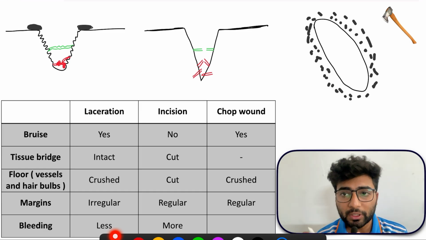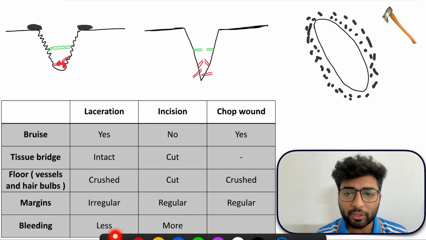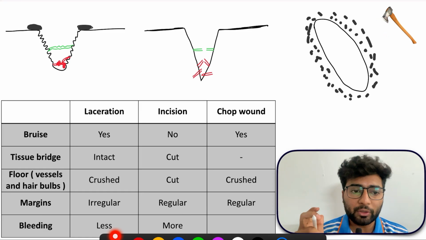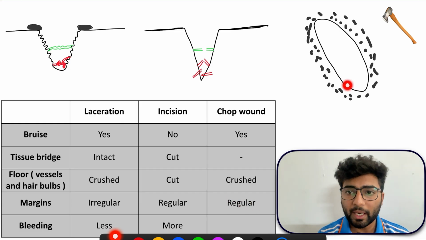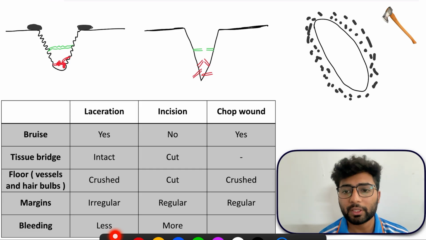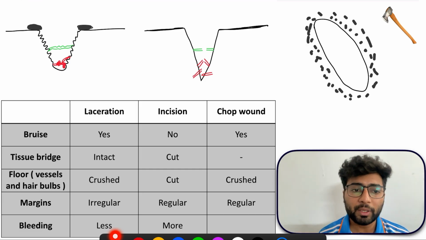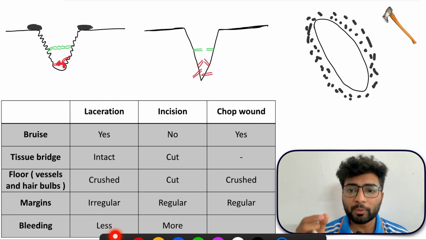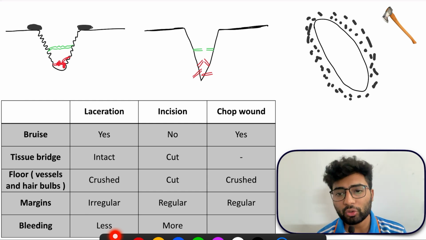Now this chop wound, the axe has a sharp margin, as you can see. If the axe is sharp, then it will cause regular margins. So these margins are regular, but the axe is also applying pressure, so it will also cause surrounding bruising. So margins are regular, but there is surrounding bruising, and due to that pressure there will be crushing of the floor, or the blood vessels will be crushed in this chop wound, right?